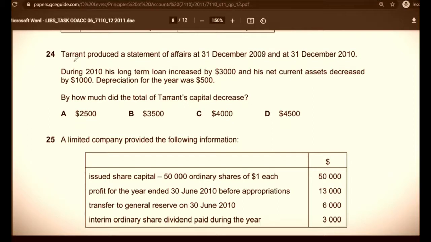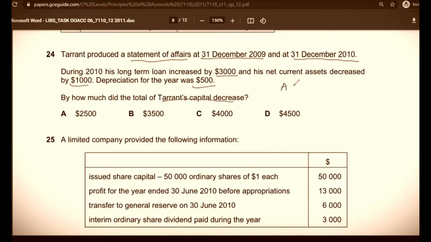Multiple choice 24. Tarrant produced a statement of affairs at 31st December 2009 and at 31st December 2010. During 2010, his long-term loan increased by $3,000 and his net current assets decreased by $1,000. Depreciation for the year was $500. By how much did the total of Tarrant's capital decrease?